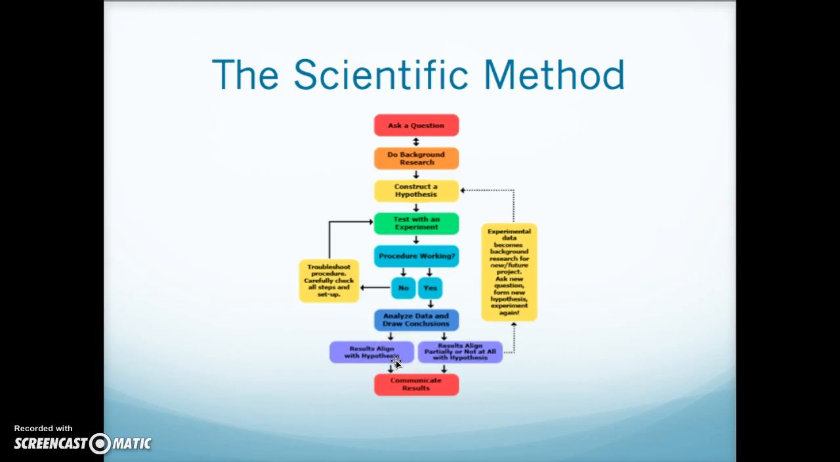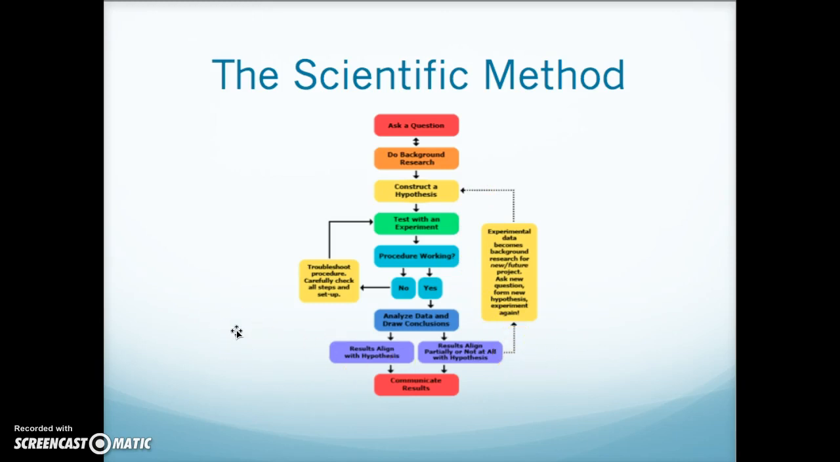Either the results will align with your hypothesis, and then you can communicate those results, or perhaps it aligned partially, or maybe not at all. Maybe you were completely off base, and this is where you have to go back up and do some more background research and think of a new hypothesis, because clearly your educated guess didn't work.